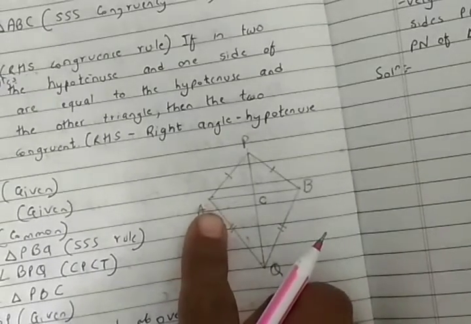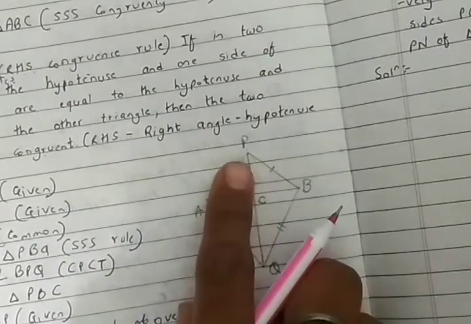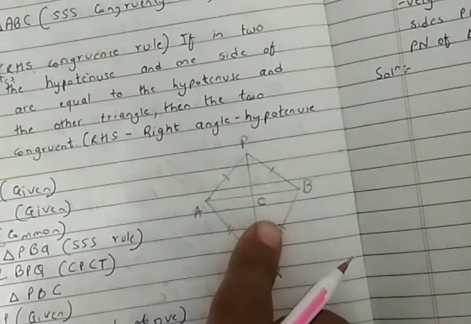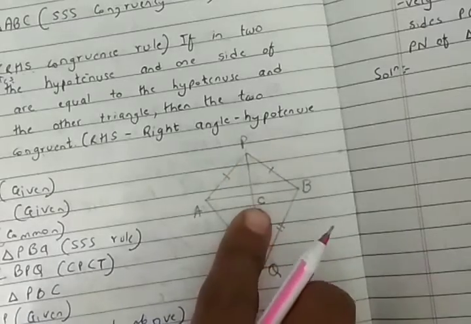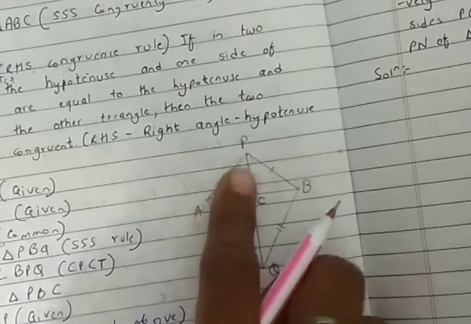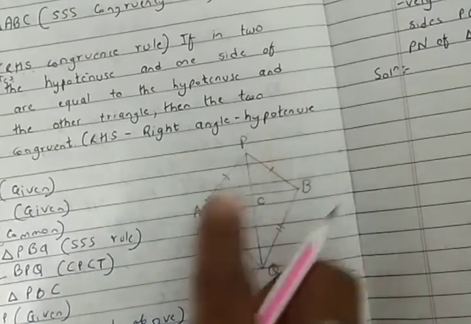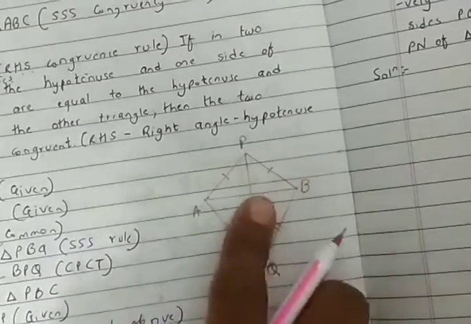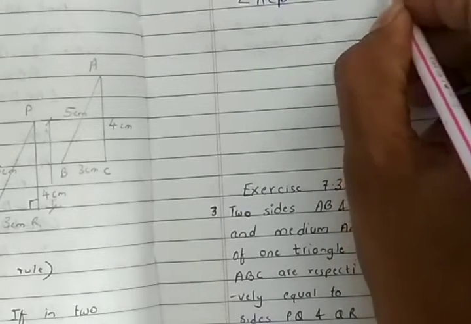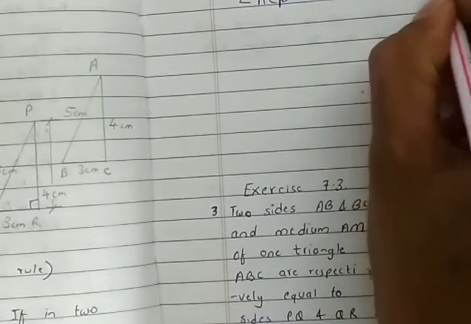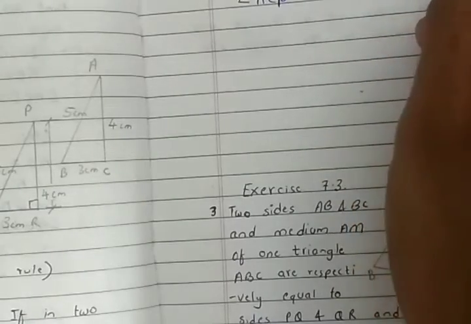How? Angle ACP will be equal to angle BCP, right? They are also corresponding parts of congruent triangles, since PAC is congruent to PBC, right? So we can write this down, corresponding parts of congruent triangles, right?